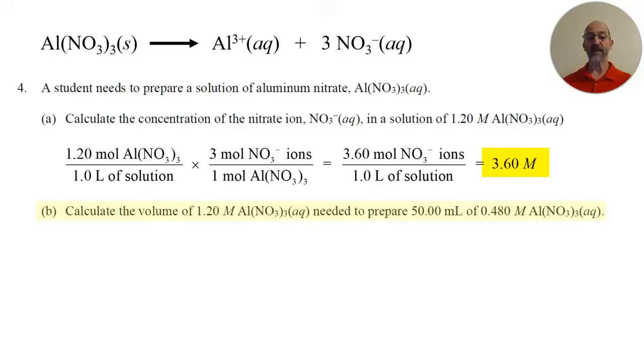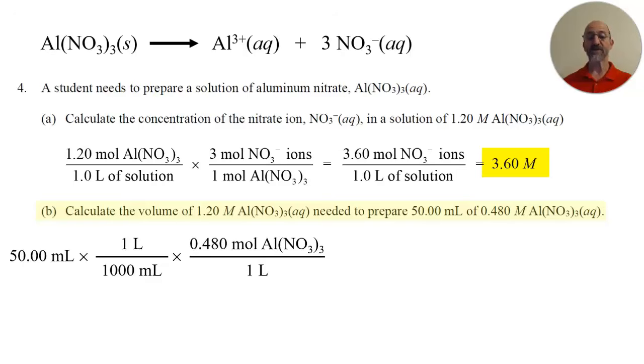So I'm going to begin with the volume of the diluted solution. So that's 50.00 milliliters. Next, I'm going to convert from milliliters to liters, and the reason why is because molarity is moles per liter, and I want the liters to cancel out. So 50.00 milliliters times 1 liter over 1,000 milliliters. Now, here comes that 0.480 moles of aluminum nitrate for every 1 liter.